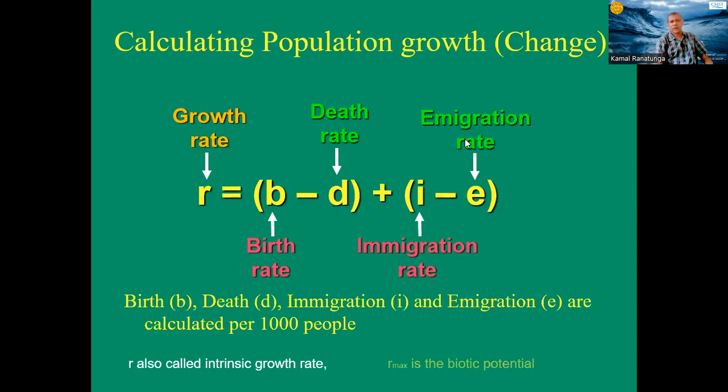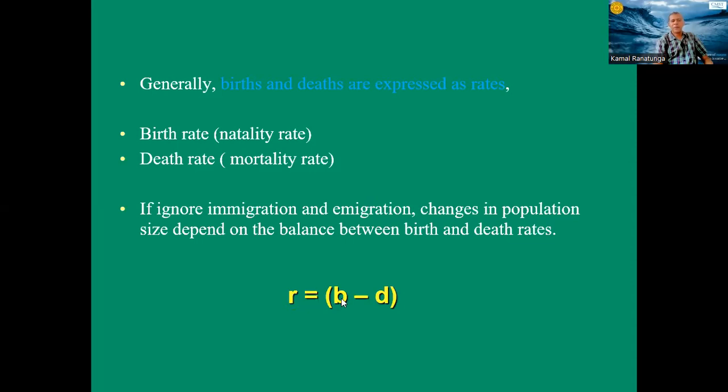Now, for a population where there is no immigration or emigration, right? I hope you have done this kind of small calculation in your advanced level. For a population where there is no immigration and emigration, so keep in mind Mendel's laws. Similarly, in a particular population, if there is no immigration or emigration, the growth rate will be determined by the birth rate minus death rate, right? Because there is no immigration or emigration.